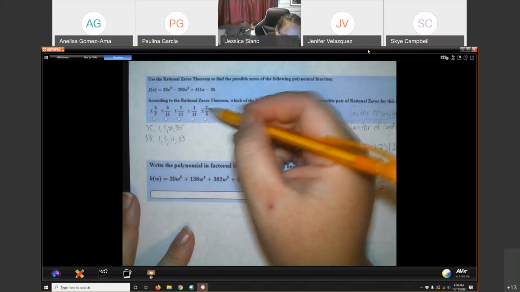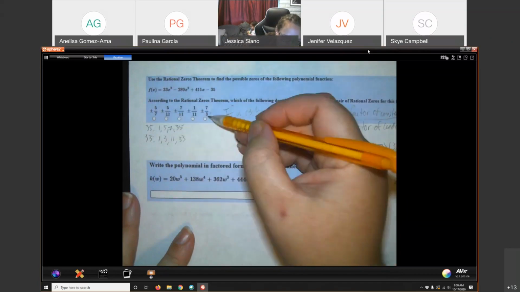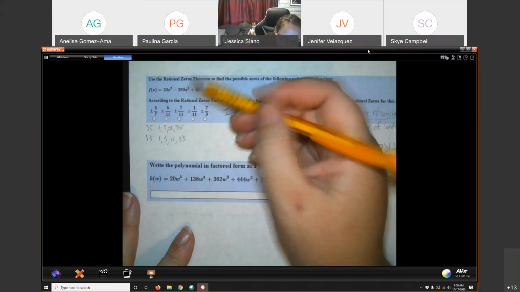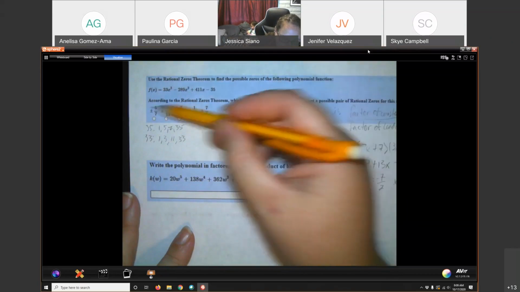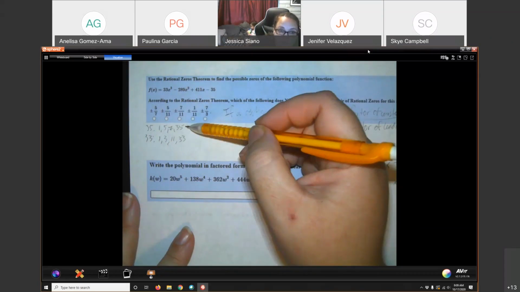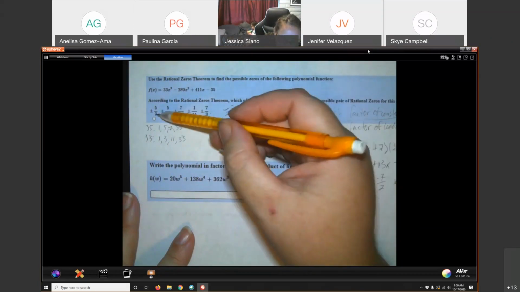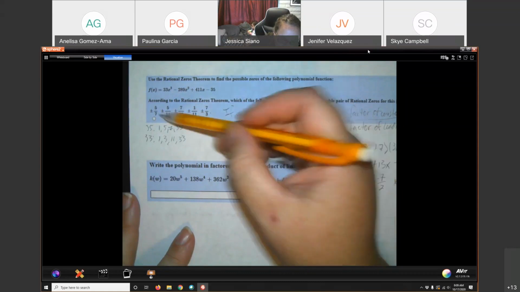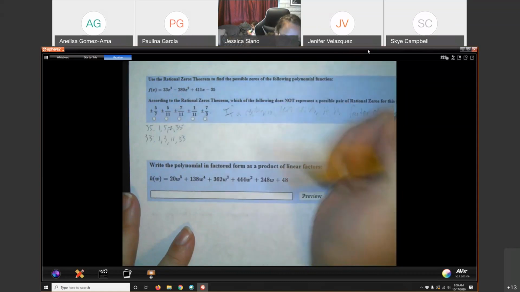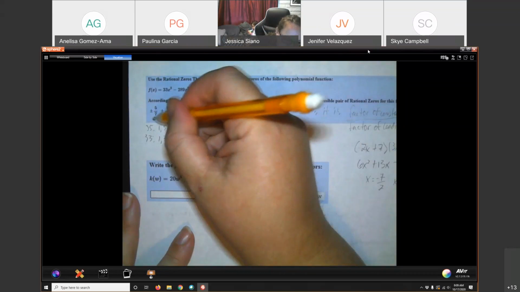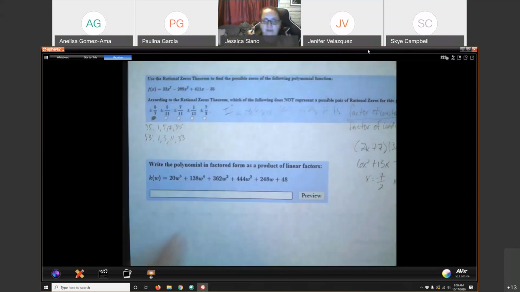So the numerator has to be one of these numbers and the denominator has to be one of these numbers. So 5, 5, 7, 1, 7, all my numerators are factors of my constant term. But is 7 a factor of 33? No. So since 7 is not a factor of 33, it can't be one of my denominators. So that's the one that is not possible. So my numerator should always be factors of my constant term, and my denominator is factors of my leading coefficient.